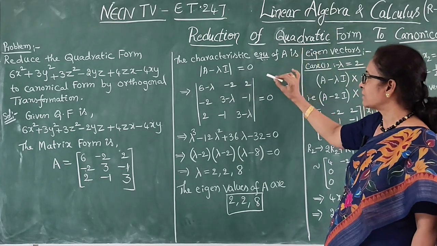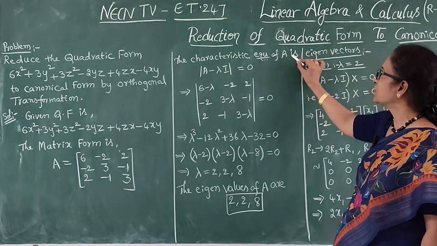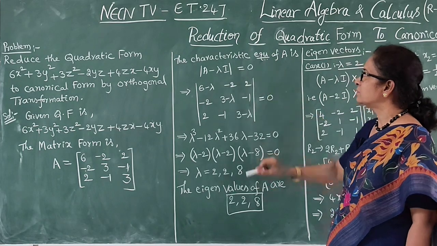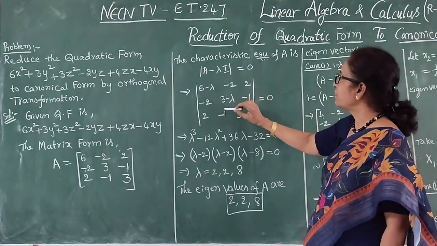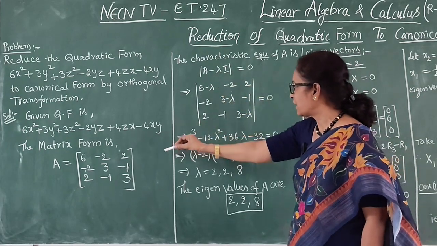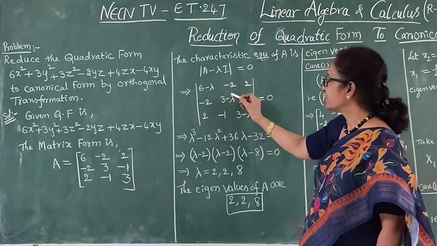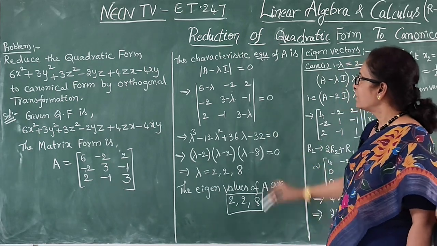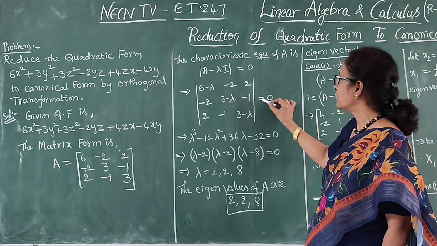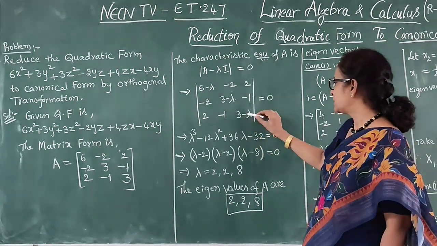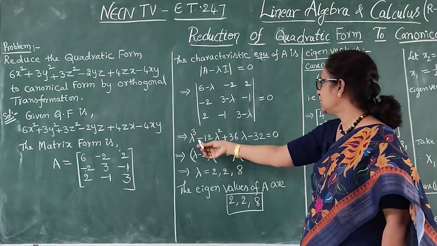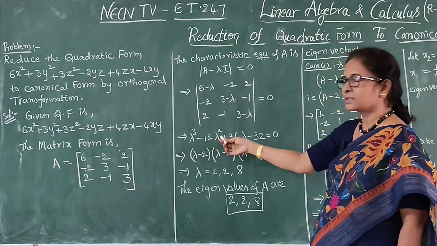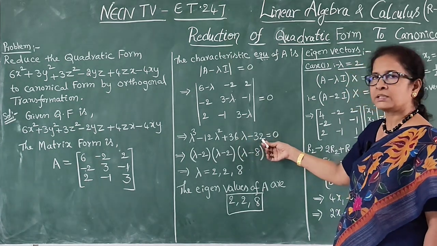The eigenvalues calculation: first you have to write the characteristic equation of A, determinant of A minus lambda I is equal to 0. So in the next step, for the diagonal elements, we have to add minus lambda. That is 6 minus lambda, 3 minus lambda, 3 minus lambda. For this, you have to calculate the determinant value. By expanding this, you will get the equation lambda cubed minus 12 lambda square plus 36 lambda minus 32 is equal to 0.